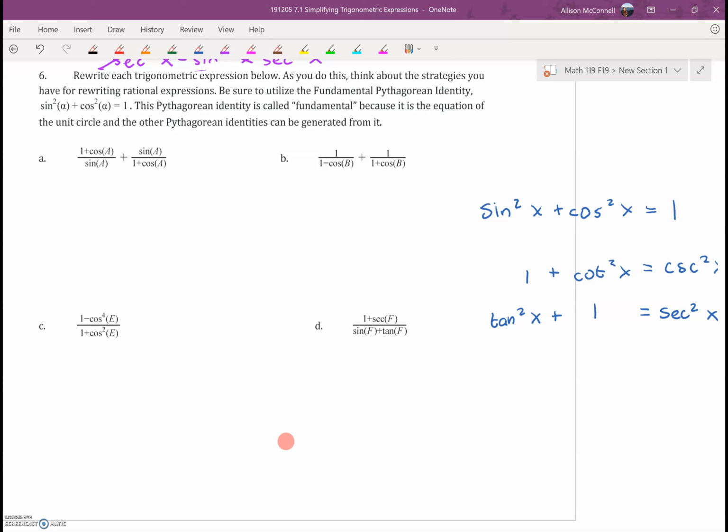Okay, so a productive path. We're going to start by multiplying by the conjugate of 1 plus cosine of A, since 1 plus cosine A times 1 minus cosine A will give us 1 minus cosine squared, and we can do some substitution with that.